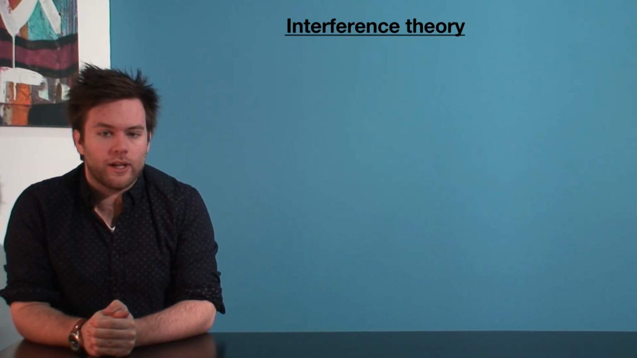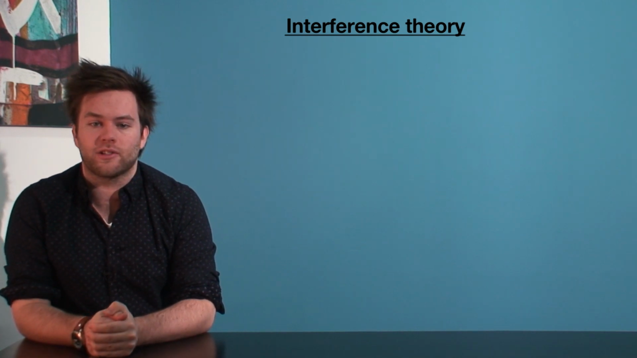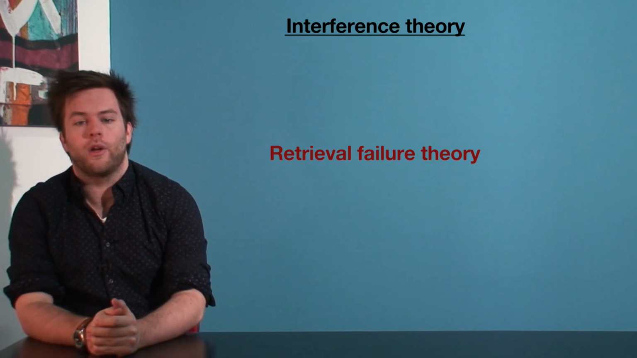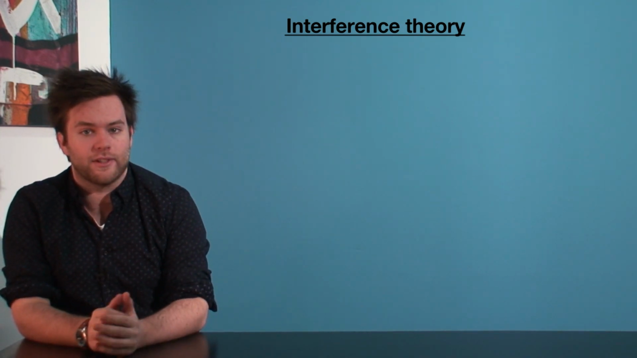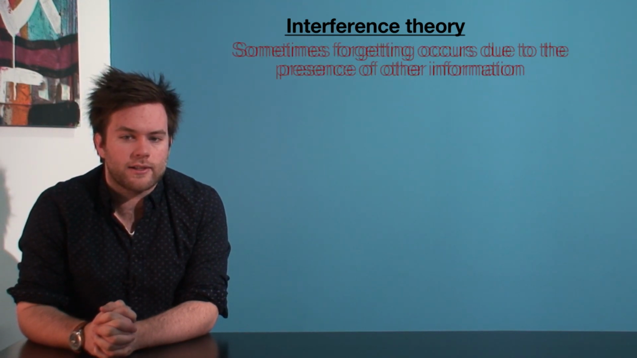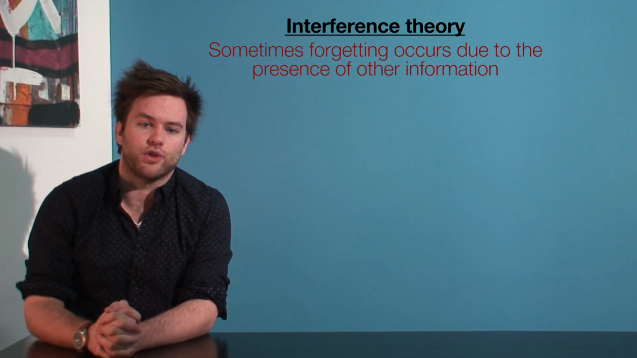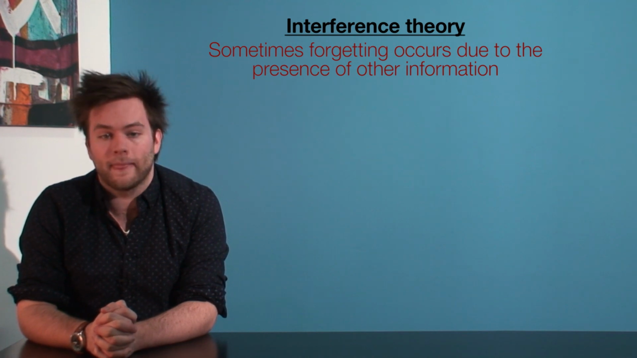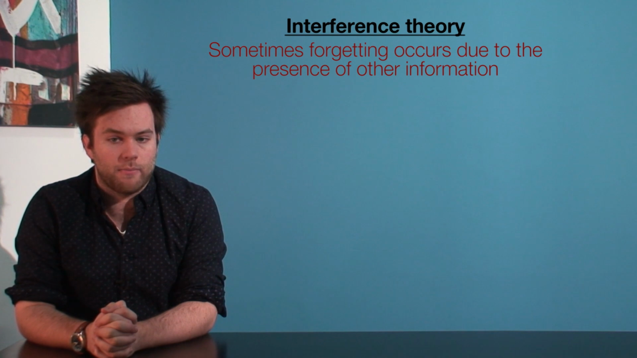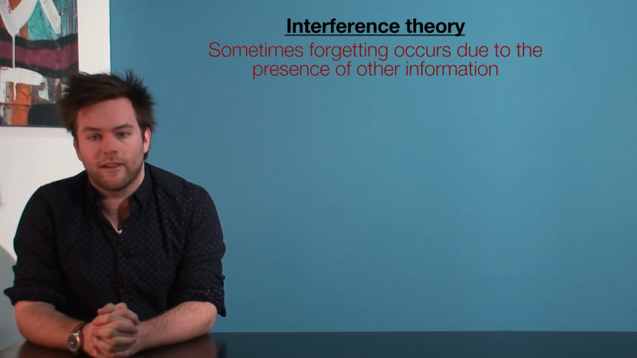In the last video, we looked at one theory that explains the concept of forgetting, the retrieval failure theory. In this video, we're looking at another, interference theory. Let me explain. The interference theory suggests that sometimes forgetting occurs due to the presence of other information. Basically, the presence of one memory inhibits the retrieval of another memory. We have too many memories.